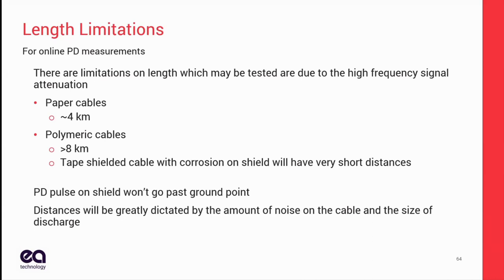Also, the PD pulse won't go past a ground point, so if you have grounded splices, it's not going to go very far past that. You have about a 20 dB reduction in signal strength at each ground point. But the distances are dictated by the amount of noise, the size of the discharge, whether the cable is grounded on both ends, the type of shield, a lot of different things. These are kind of rules of thumb in terms of your measuring.